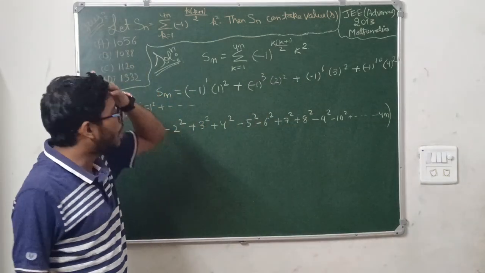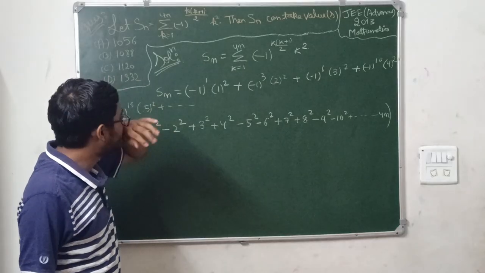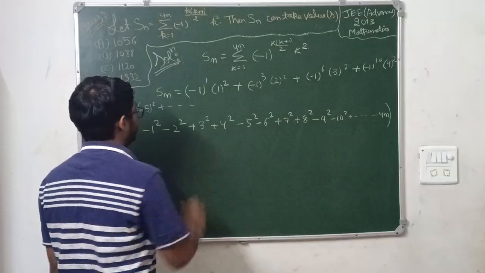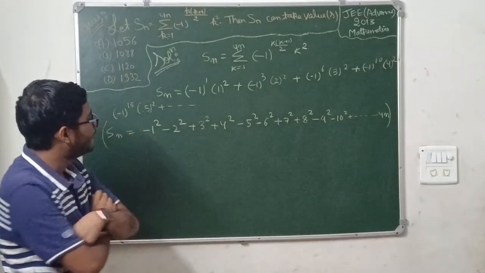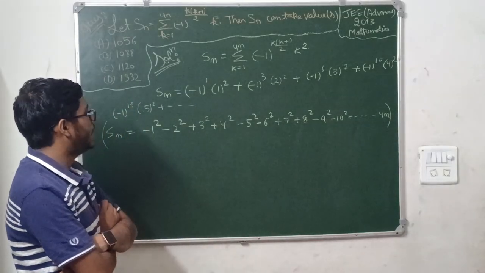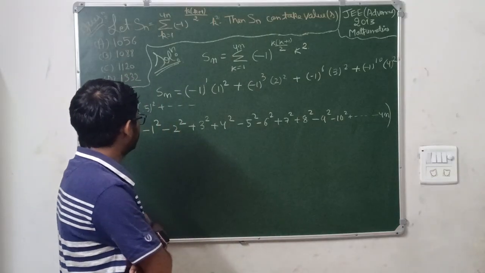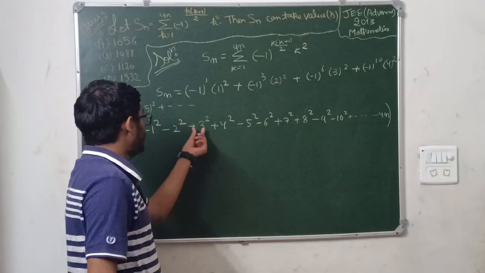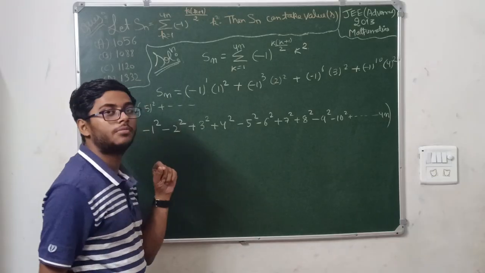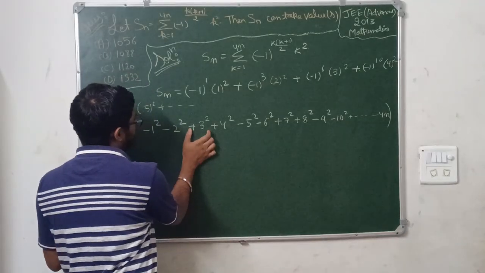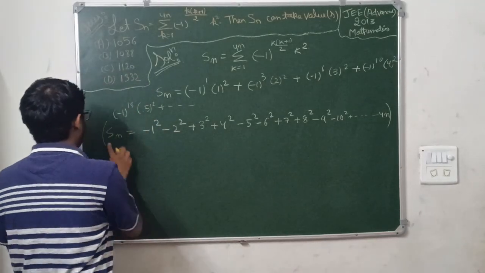Clear? Now what can you do here? There are double minus and double plus signs. Now see, here's a trick. You need to apply a trick where you combine one plus term and one minus term together. What will be the benefit of that? If you combine plus 3 square and minus 1 square, what will it become?